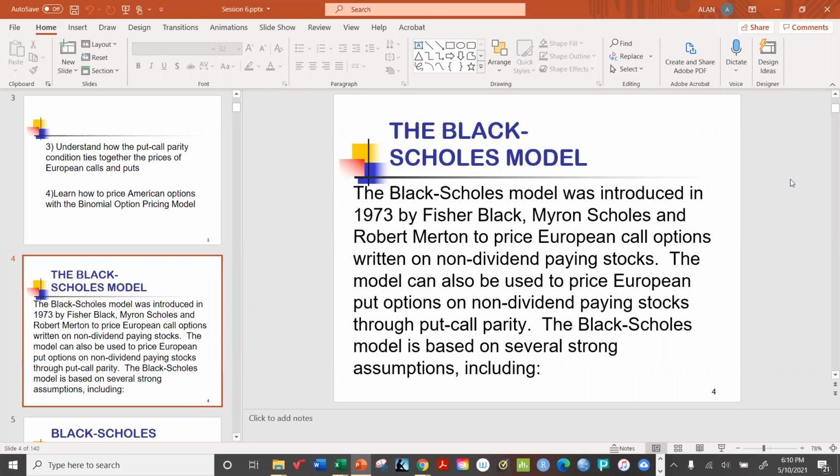Now, the Black-Scholes model, like all models, is based on assumptions that may or may not be realistic. But the reality is that a model's usefulness doesn't really depend on how realistic its assumptions are, but how well it works in the real world. And so in that score, the Black-Scholes model works very well, even though several of the assumptions that it's based on are not necessarily true. So what exactly are we assuming here?